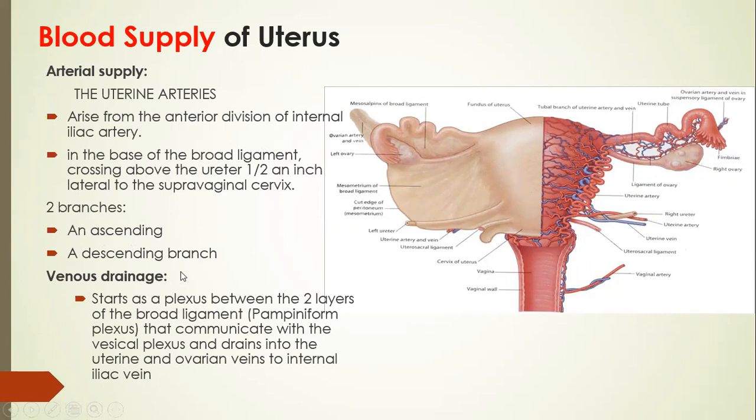Coming to the venous drainage, it starts as a plexus between the two layers of the broad ligament called the pampiniform plexus. Just like in the male, where we have the pampiniform plexus around the testis, here also there is a plexus of veins. This is called the pampiniform plexus that communicates with the vesical plexus and drains into the uterine as well as the ovarian vein. So here you can see all these plexuses of veins finally drain into the uterine vein. This is the uterine vein, this is the uterine artery.